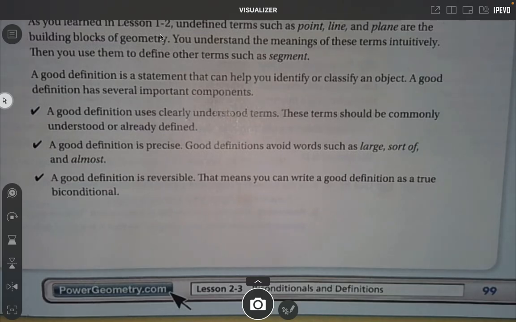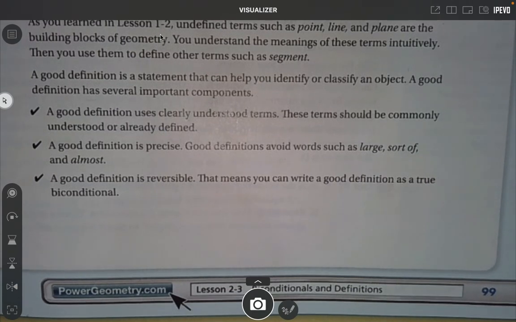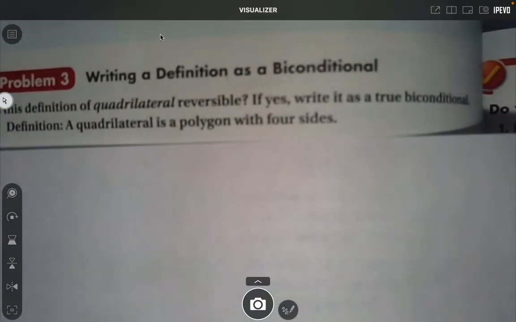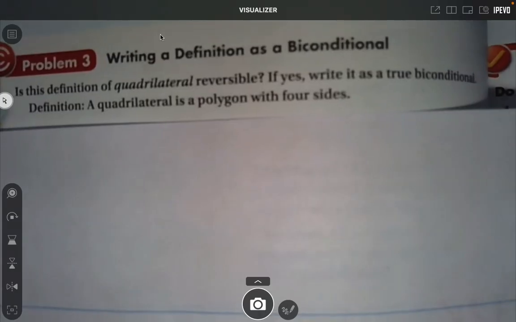And it's reversible. What does reversible mean? Reverse it. Like you could flip it around. A good definition would be reversible, where the converse is true, kind of like what we were doing. Does that make sense? It might not. You might not have a clue what I'm talking about. But anyway, we're going to look at something and see if it's a good definition. Okay. So is this definition of quadrilateral reversible?